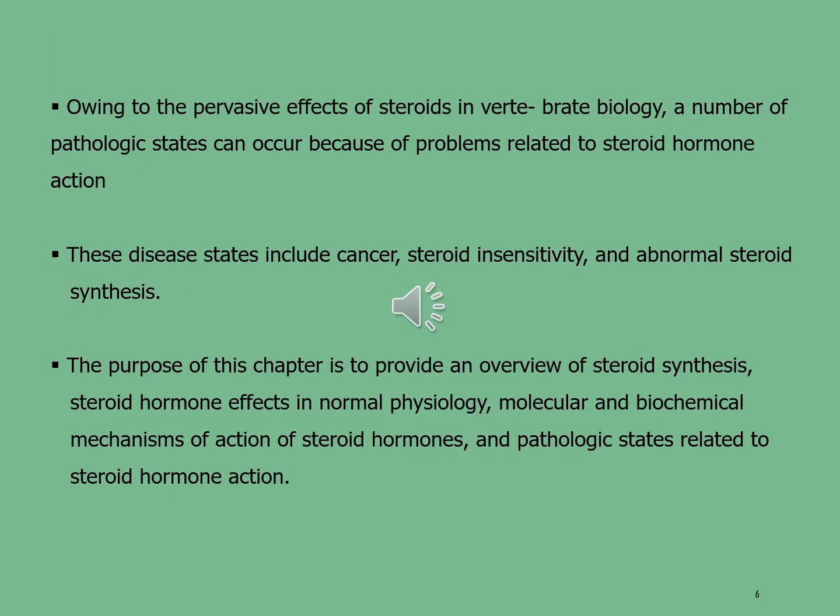Owing to the pervasive effects of steroids in vertebrate biology, a number of pathologic states can occur because of problems related to steroid hormone action. These disease states include cancer, steroid insensitivity, and abnormal steroid synthesis. The purpose of this chapter is to provide an overview of steroid synthesis, steroid hormone effects in normal physiology, molecular and biochemical mechanisms of action of steroid hormones, and pathologic states related to steroid hormone action.